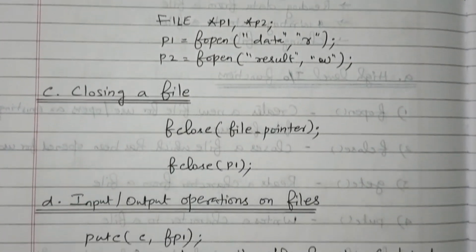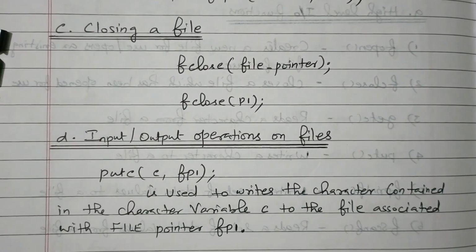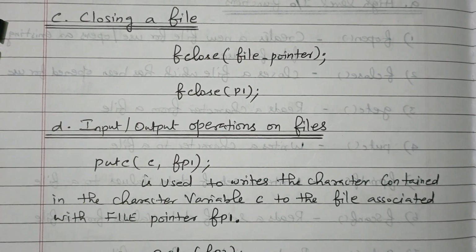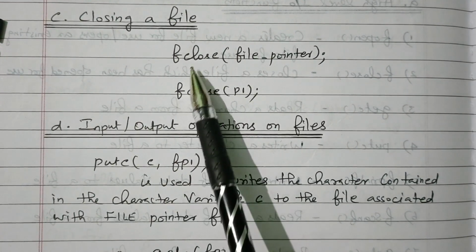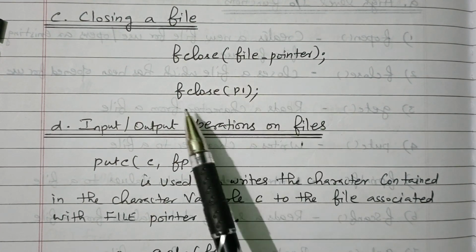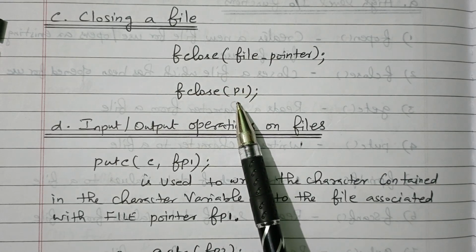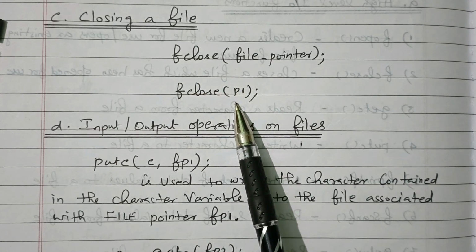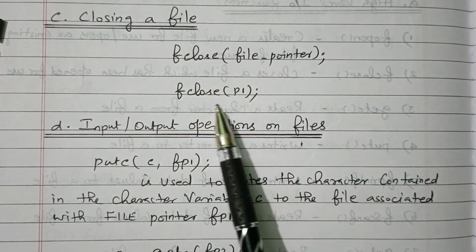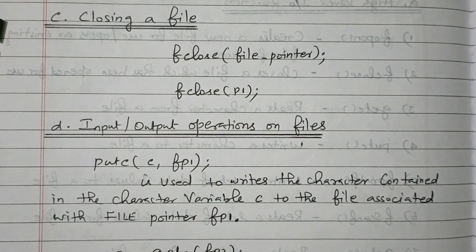Then we'll go for closing a file. Once the file is open, it must be closed. fclose(file pointer), fclose(p1), right? Once the file is open, it must be closed, then only will it go to the beginning of the file, right? File close. Then we'll see what input output operations are available.